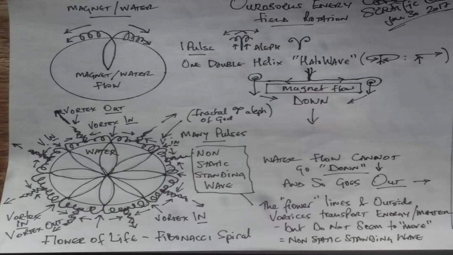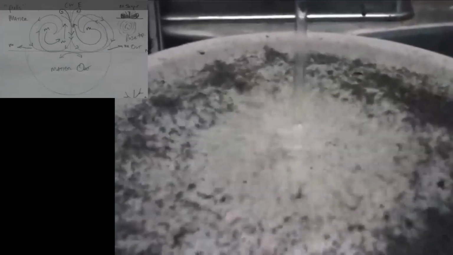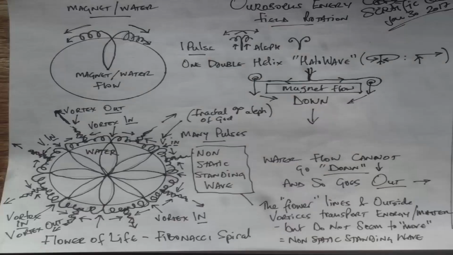So at the top there we've got a magnet flow and water flow. This happens in a magnet and this happens when you pour water, which is what I showed with the Ouroborus energy field the other day, which I'm going to put up again in a minute due to the further, more complicated explanation, which is underneath.